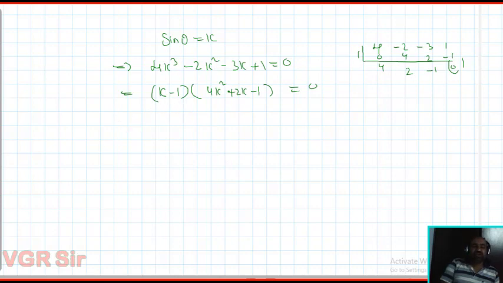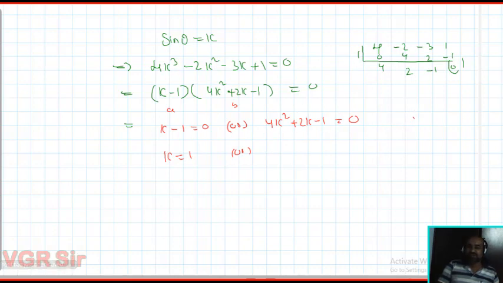So this is in the form of a into b equal to 0. This term is a, this term is b. A into b equal to 0 means either a equal to 0 or b equal to 0. Means k minus 1 equal to 0 or, this is important, 4k square plus 2k minus 1 equal to 0. Means k equal to 1 or, I want to use the formula to find k here.